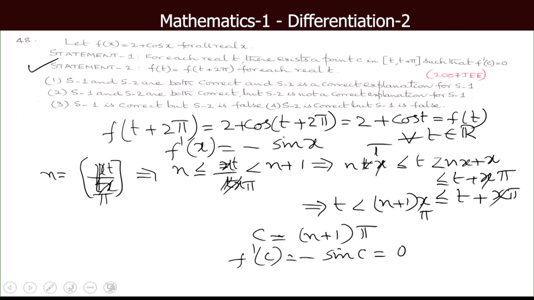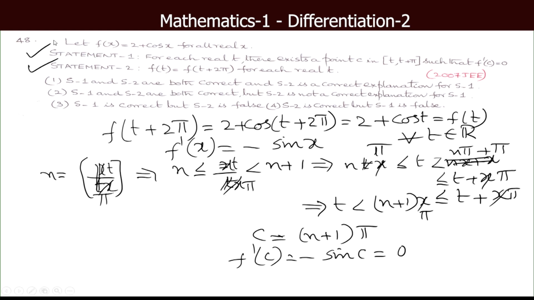That is the definition of the integral part, or the greatest integer function. So multiplying by pi, n pi less than or equal to t less than (n plus 1) into pi. But n pi is less than or equal to t, so this is less than or equal to t plus pi. This means (n plus 1) into pi lies between t and t plus pi. So that is our required c in t comma t plus pi. For this value of c equal to (n plus 1) into pi, f dash c is minus sin c, which is clearly equal to 0. Therefore statement 1 is also correct.